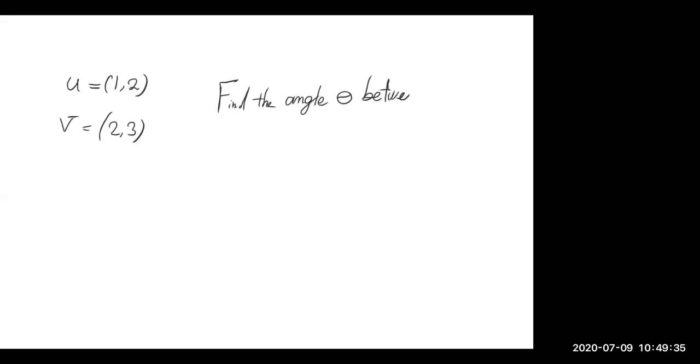Okay. Now, the interesting thing is that sometimes we can use this idea to compute the angle between u and v. What does that mean? Let's say we have a vector u, the vector u is (1, 2). And we have another vector v with the coordinates (2, 3). And I'm asking you, find the angle theta between u and v.